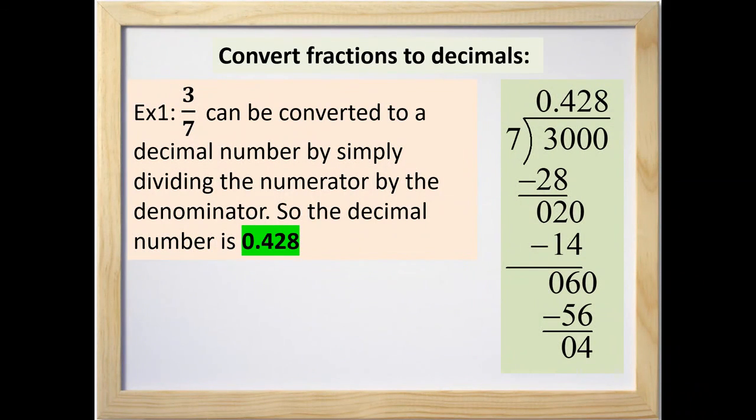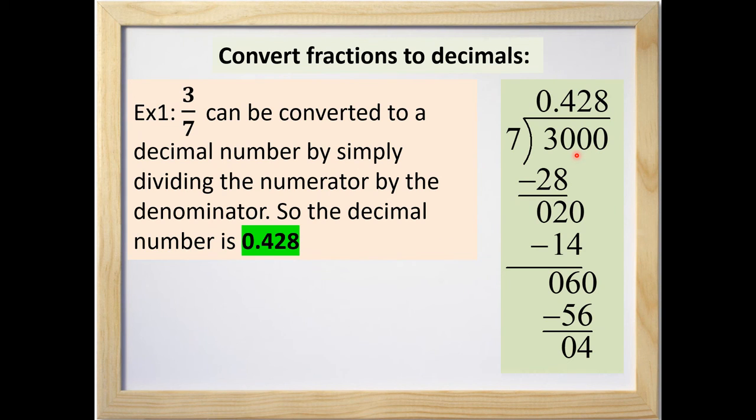We know, children, that we cannot divide a smaller number by a bigger number. So we will just put 0 on the top and a decimal point. Once we put the decimal point, we can add as many zeros as we want in the dividend.